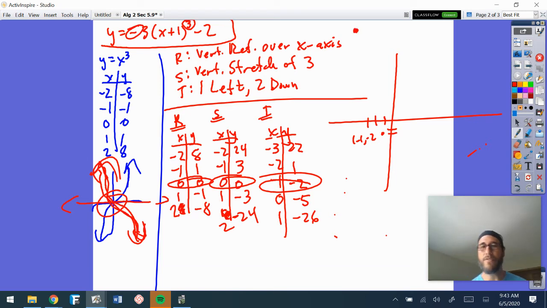And then we have -2 comma 1, and 0. So it goes, okay. And then we got 0 comma -5, which would be about right there. And then 1 comma -26. So it's going to go, whoops.